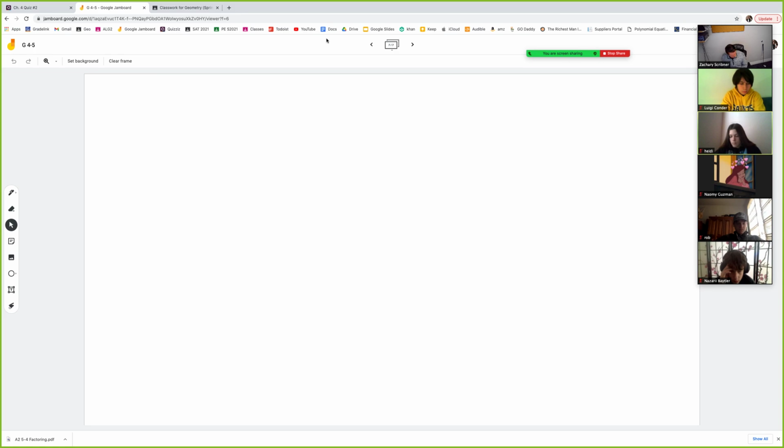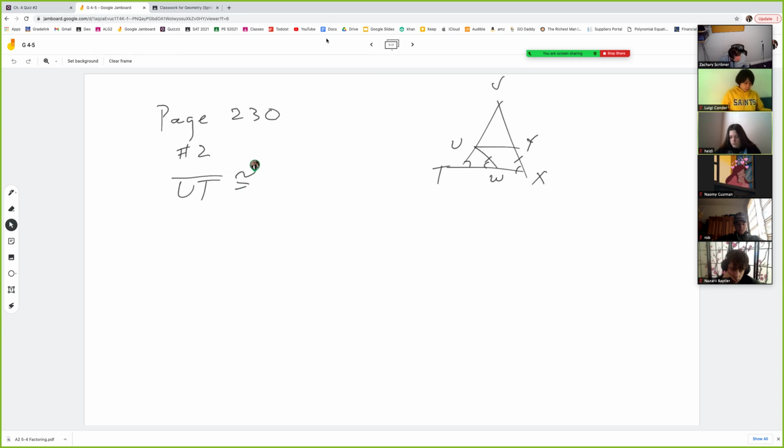Okay? So, number 2, on page 230, there's a triangle, lots of fun complexities, like this, V, U, T, W, X, Y. All right, so the question is, number 2, says UT is congruent to what, which is also congruent to YX.